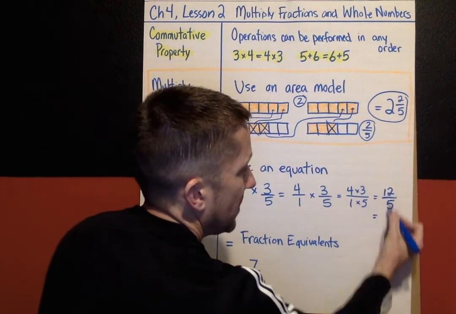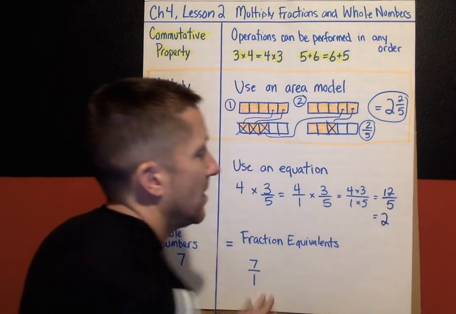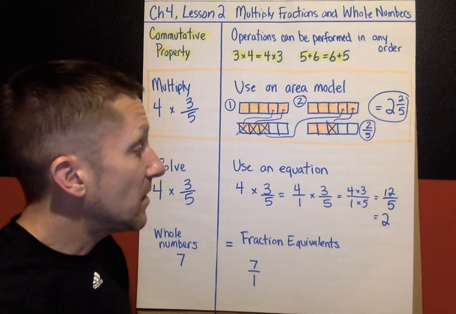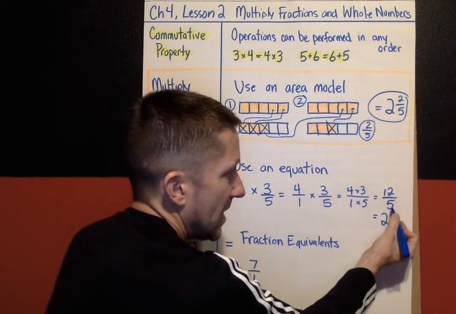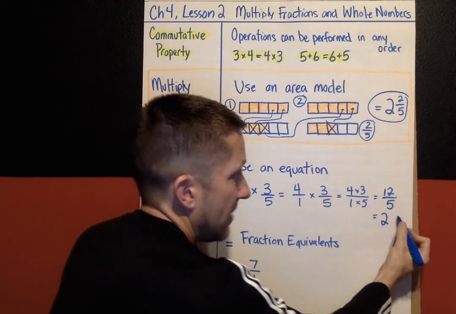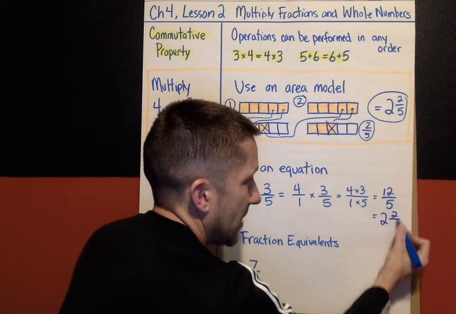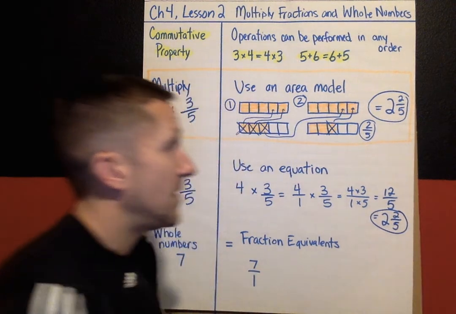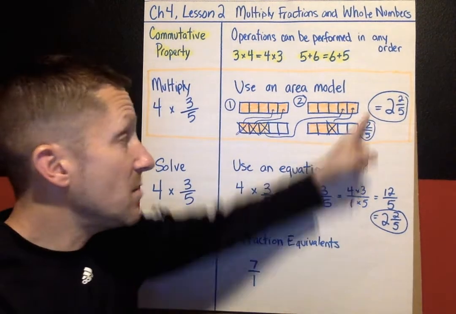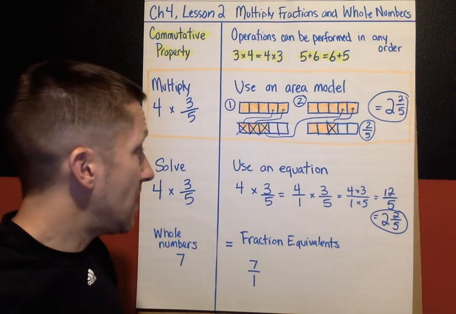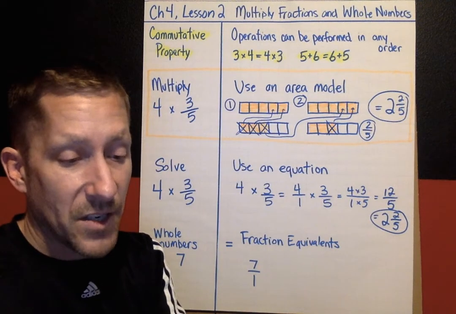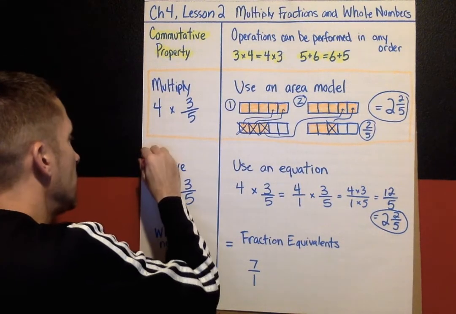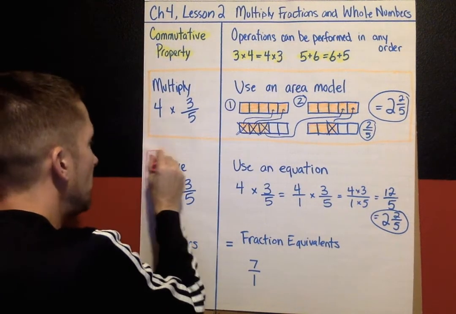So how many 5s fit into 12? The answer is 2. And what do I have left? I've got 2 slices left, number 11 and number 12. My denominator never changes. My denominator was 5, so I have 2 slices left, and my denominator stays the same. My answer is 2 2/5. So I get the same answer. I already knew what the answer was, but this time I just solved it with an equation instead of an area model. So you may choose either one of these two strategies today.